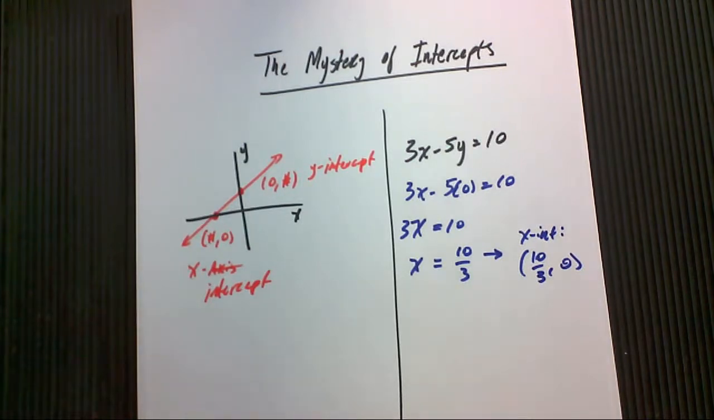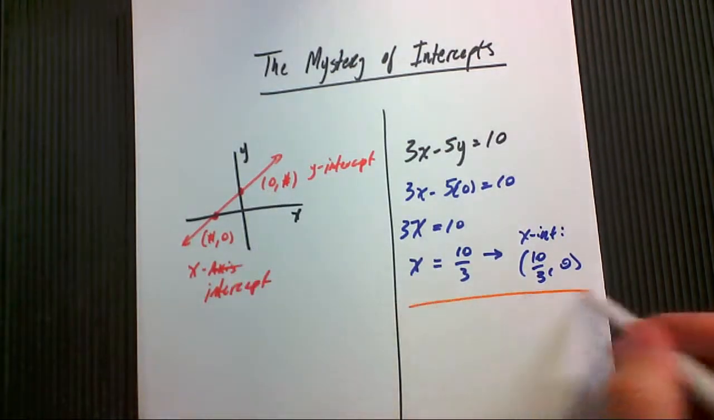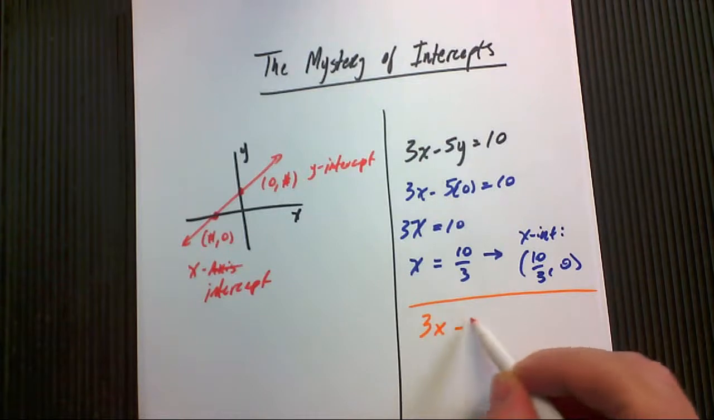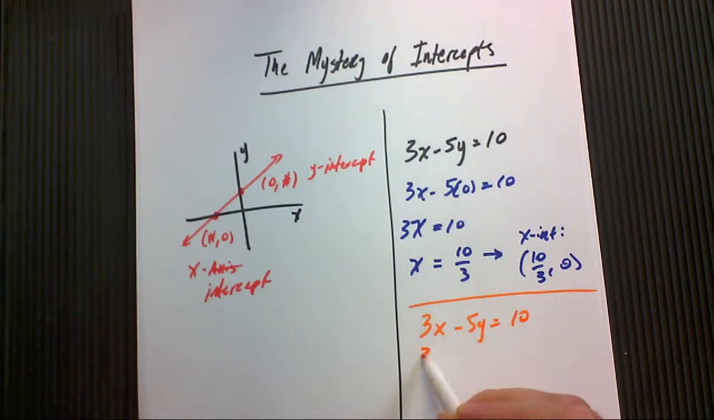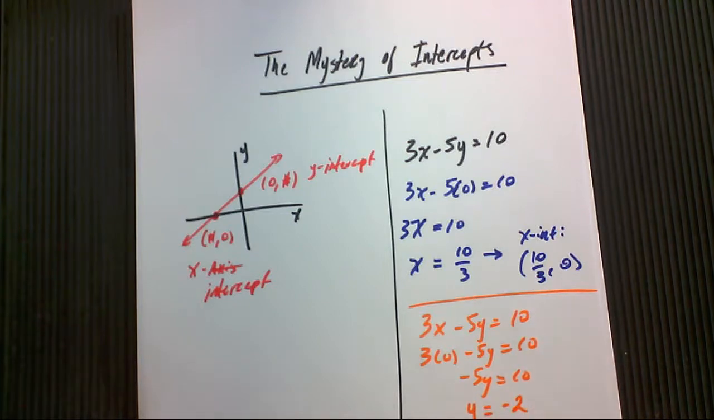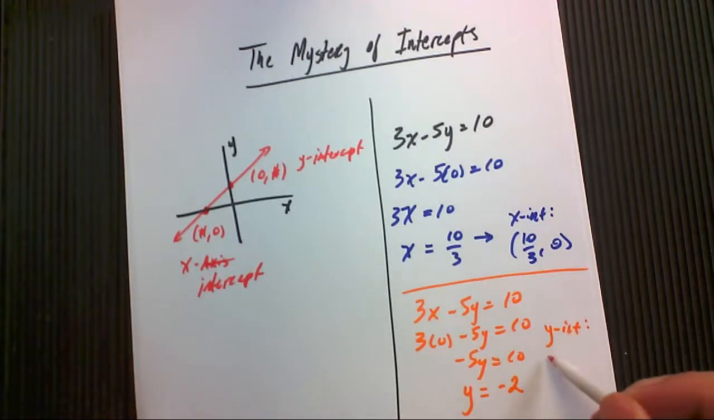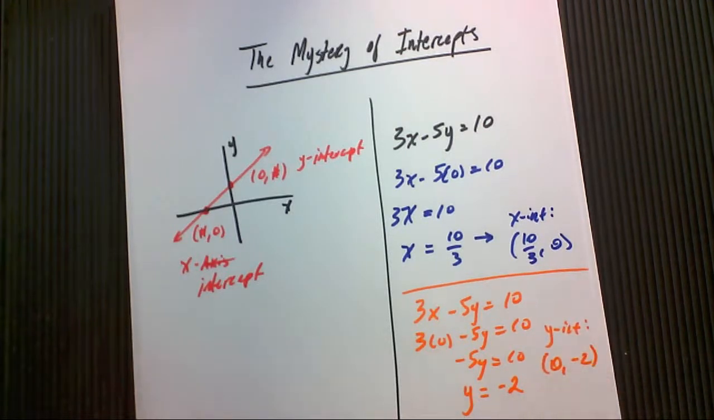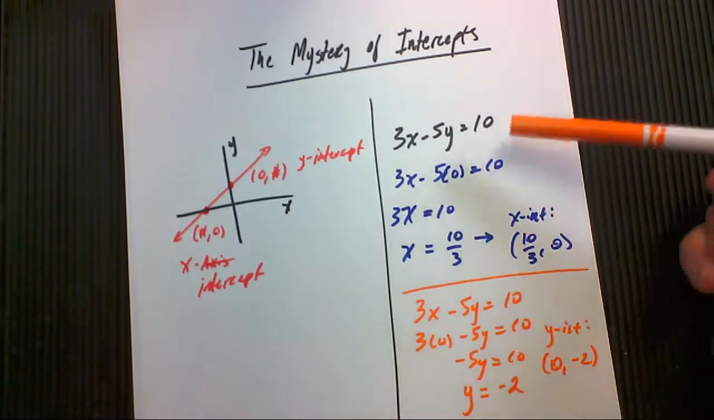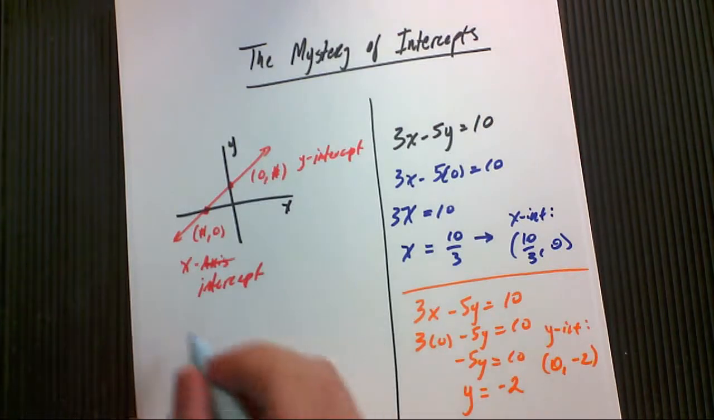Alright, now the y-intercept, you do it the same way, except for the y-intercept, x equals 0. It's always the case. So if we have 3x minus 5y equals 10, put a 0 for the x, and then we solve for y. Negative 5y equals 10, so the y-intercept, running out of room here, is negative 2. So our coordinate for the y-intercept is 0, comma, negative 2. Now, it doesn't matter if the equation is written in this form or another form. It's all the same thing.